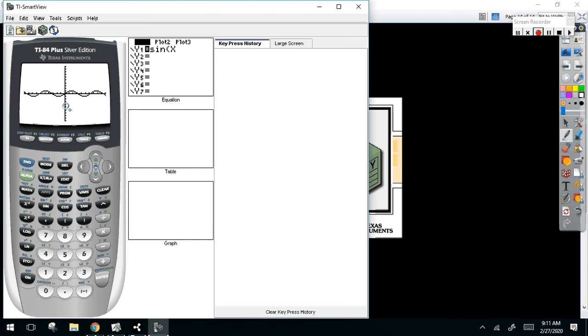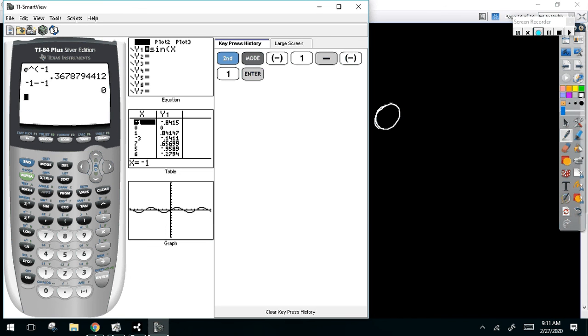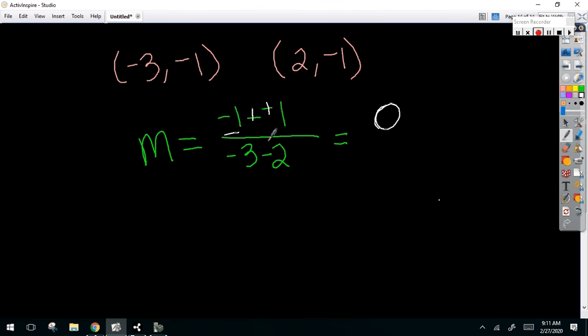If this will come up. -1 minus -1. Just in case you didn't believe me, because you do same, change. So it's really -1 plus 1, which is 0. Okay. On the bottom, -3 minus 2, -5. So what kind of line is that?